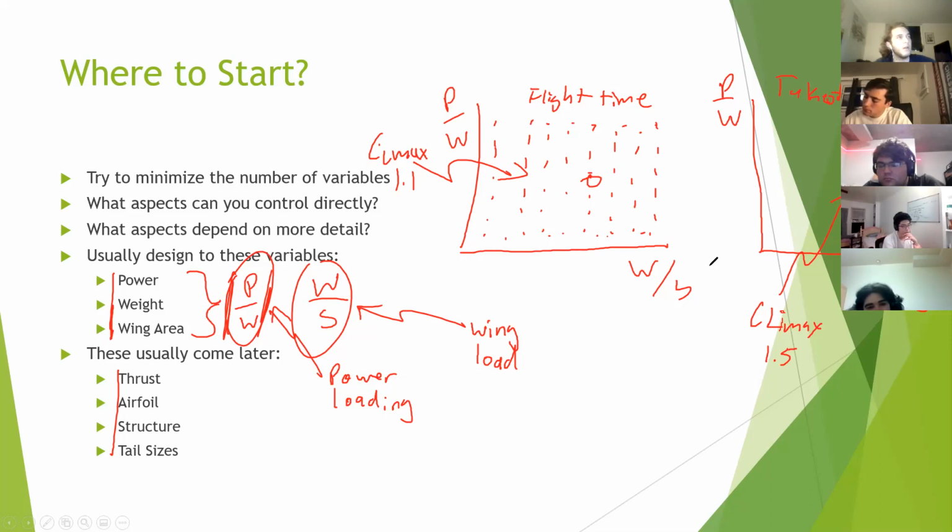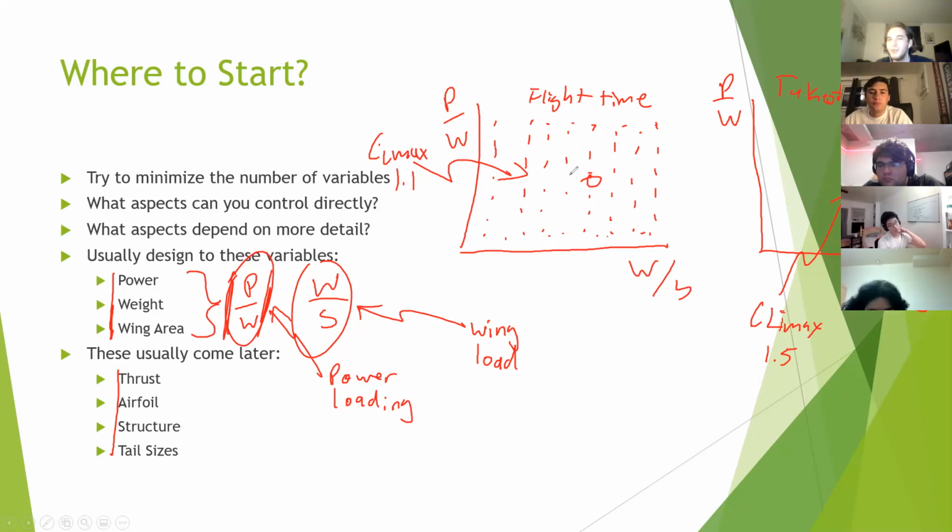What's the method for determining how far up on the wing loading and power loading you can go before it stops being a plane you can actually build? That is what we're getting to. Yeah, we're getting there. Suffice to say, there are limits.